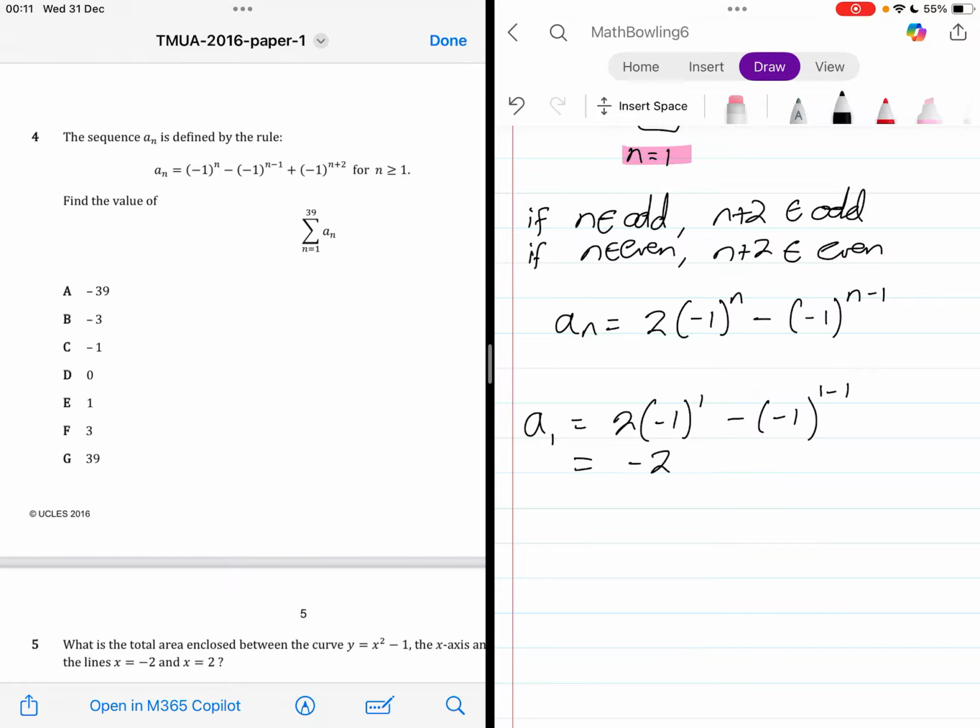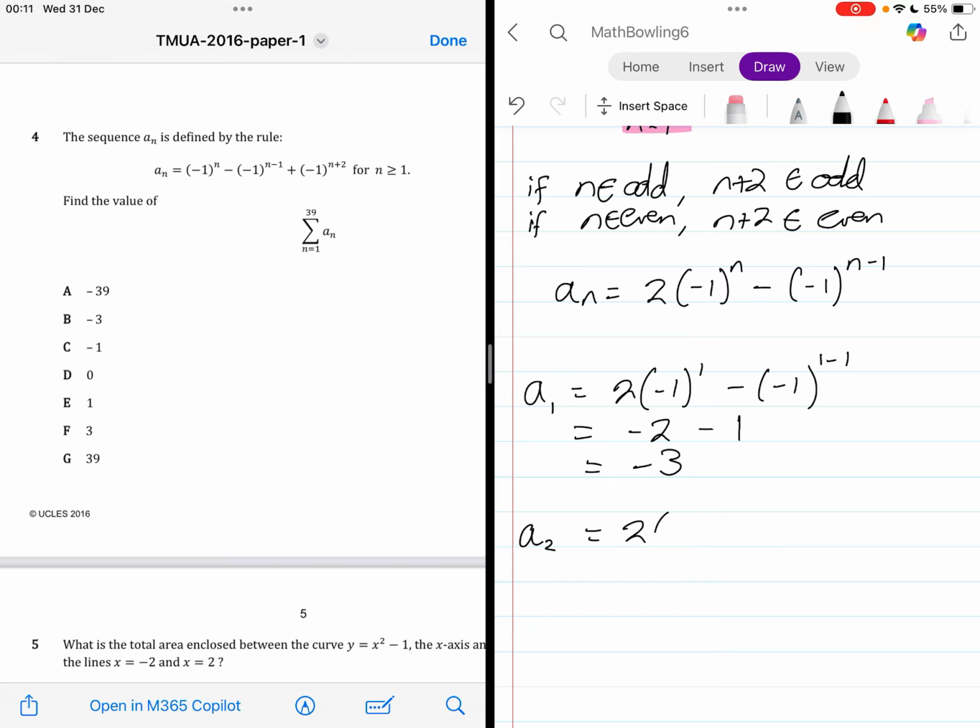So negative 2 subtract 1 minus 1 is 0, so that's going to be 0. So the exponent's going to be 0, so the whole thing's going to be 1, so minus 3. A of 2 is going to be 2 lots of minus 1 to the 2 minus 1 to the 2 minus 1. So we're going to have 2 subtract minus 1 to the power of 1. So it's 2 subtract negative 1. So 3.